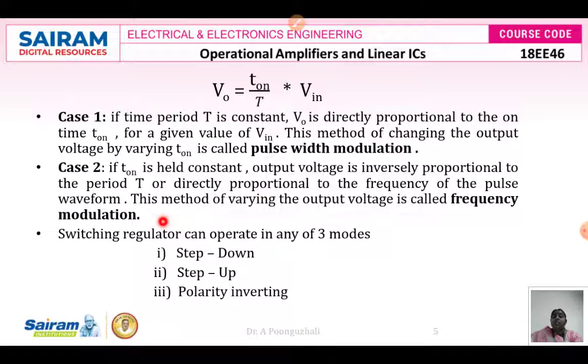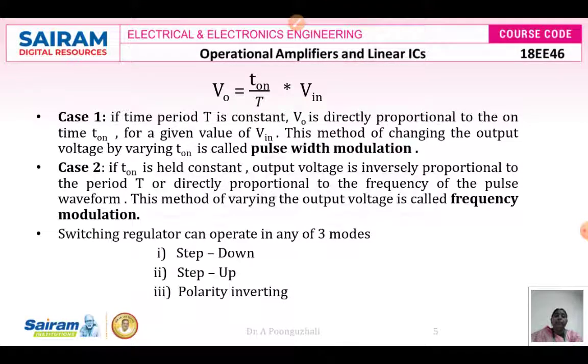So here we have two types of modulation. One is pulse width modulation, the other is frequency modulation. Switching regulators, generally in SMPS circuits, use the pulse width modulation concept to provide a constant output voltage. Your switching regulator can be operated in any of three modes: step down, step up, and polarity inverting are the three modes of operation of your switching regulator.